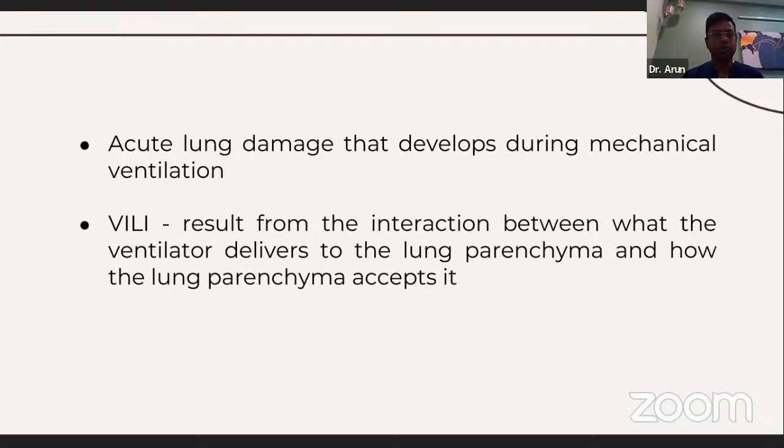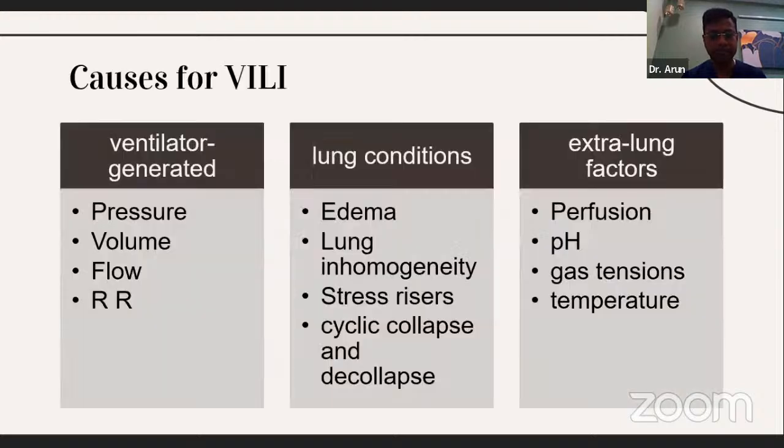So in acute ICU settings, connecting a patient to mechanical ventilator support is quite common, but it comes with a price: acute lung damage that develops during mechanical ventilation. So VILI results from the interaction between what the ventilator delivers to the lung parenchyma and how the lung parenchyma accepts it.